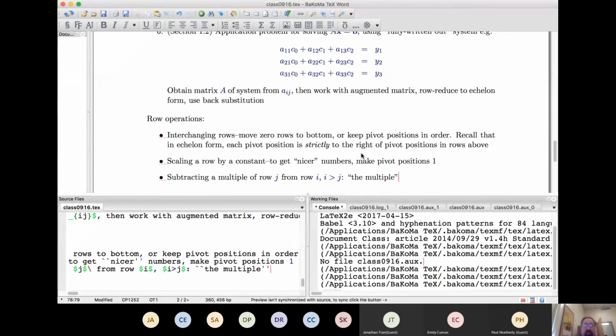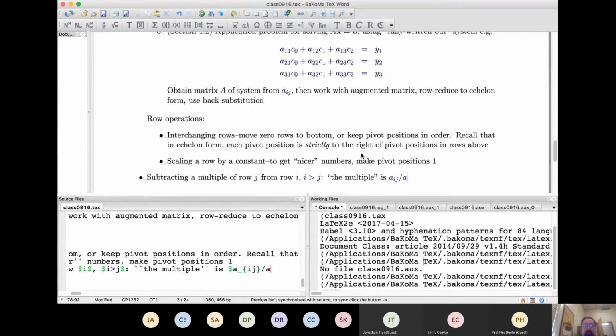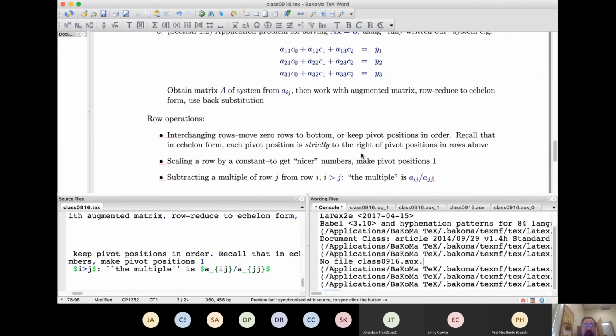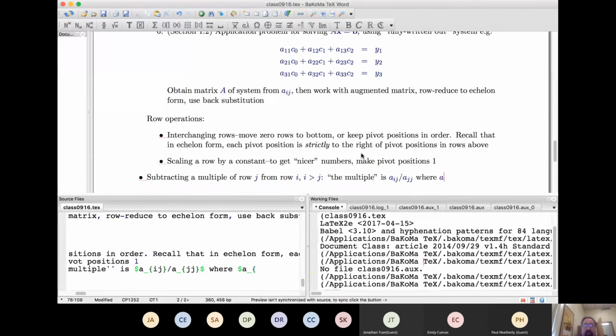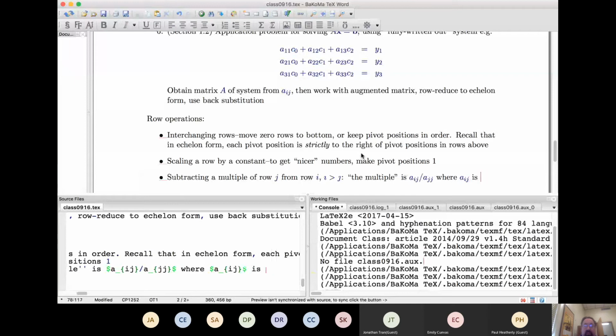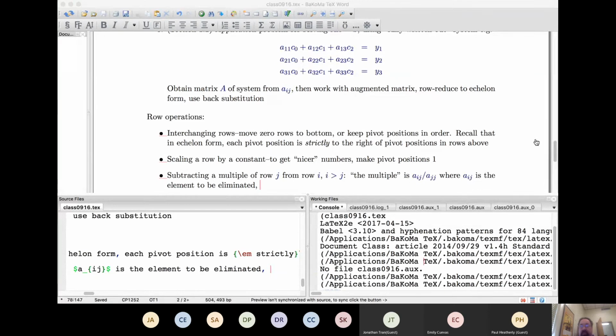Okay, so the multiple is given by a_ij over a_jj. So a_ij is the element you're trying to eliminate. You're trying to get certain entries in a column equal to 0. So let's suppose this is the one that you want to get rid of.